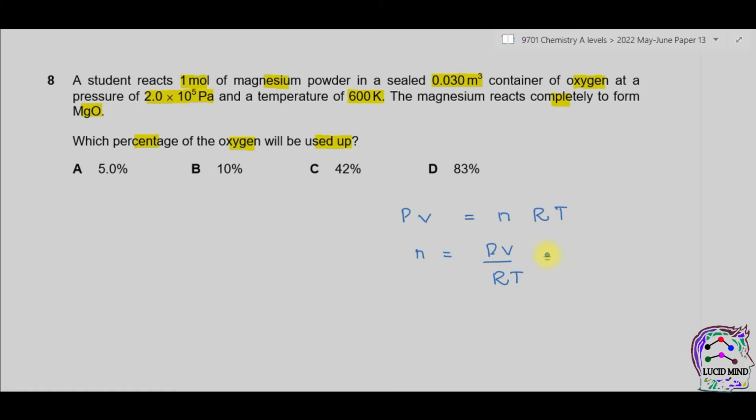Now putting values, pressure is in Pascal, so it is 2 exponential 5. Volume is in meter cube, it is already given in meter cube, 0.03. R is the ideal gas constant, the value is 8.31. Temperature should be in Kelvin, it is already in Kelvin, so we have 600. So now the number of moles of oxygen comes equal to 1.203 moles.